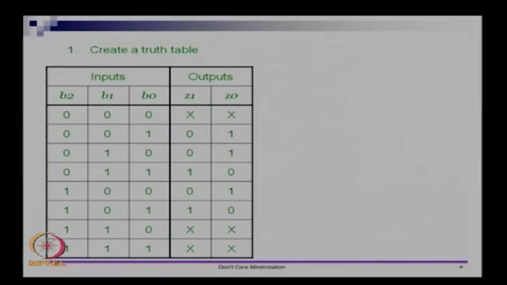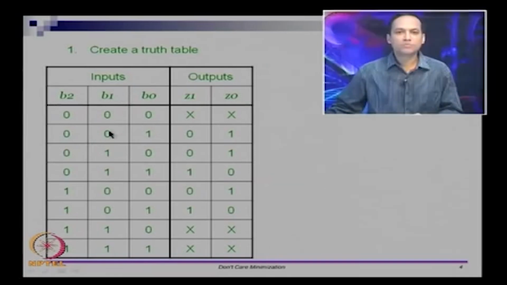Now, let us look at the truth table. The truth table is as before except for a few changes. I am going to name the input bits B2, B1 and B0, and the output bits are going to be named Z1 and Z0. We have 3 input bits, and for these we have 8 combinations. Of the 8 combinations, I already mentioned that minterm 0, minterm 6 and 7 are not valid inputs to this circuit.